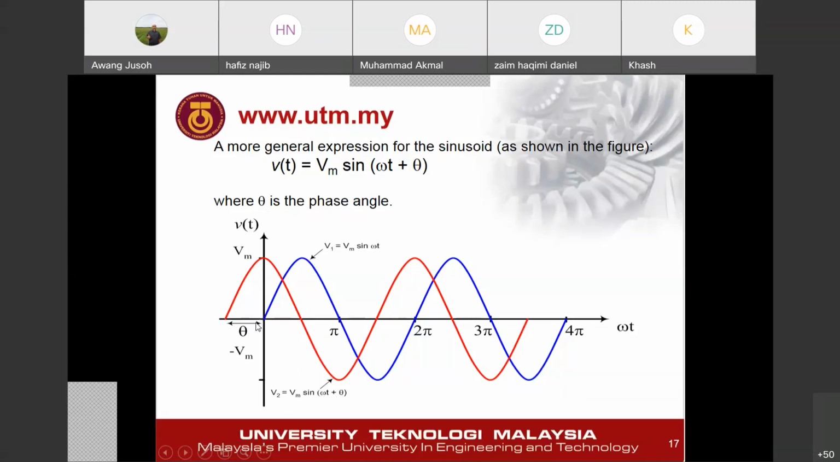Plus theta means the V2 is leading V1 by theta degree. How much theta, you have to check lah. It can be 30 degree or 40 degree, whatever degree. We need to check. So ada soalan? Anything that not clear here?